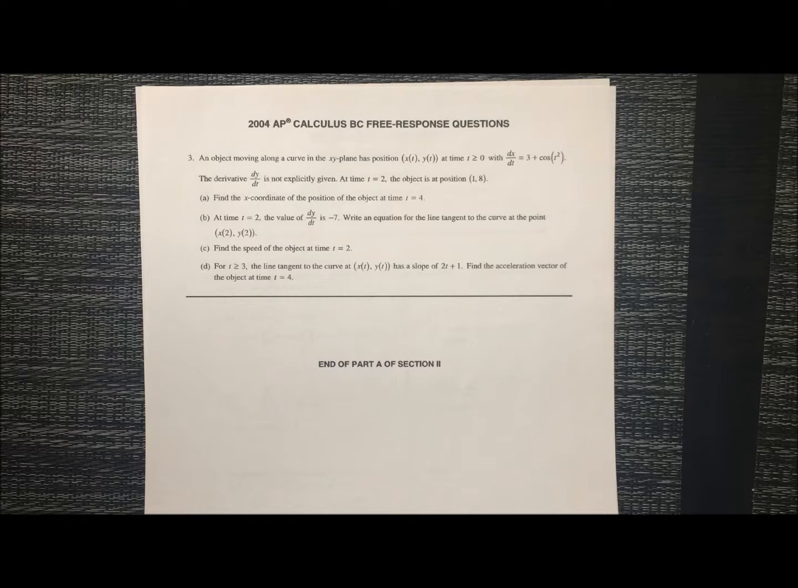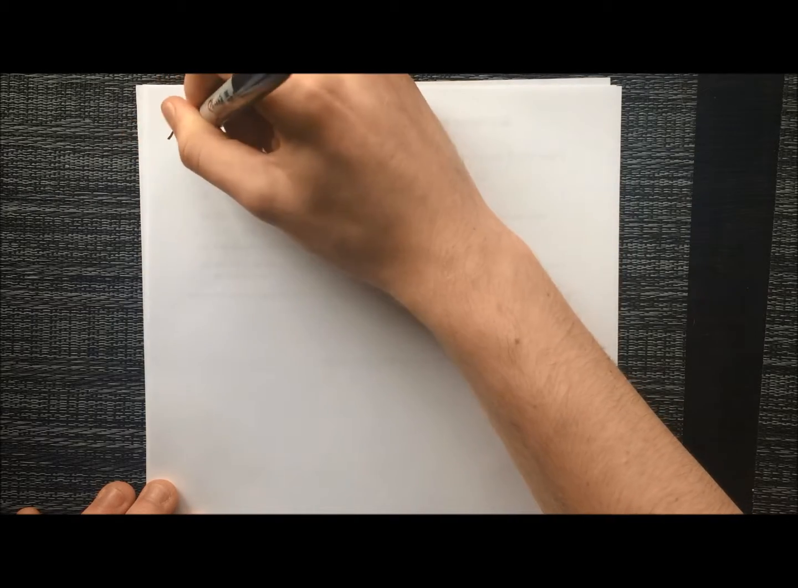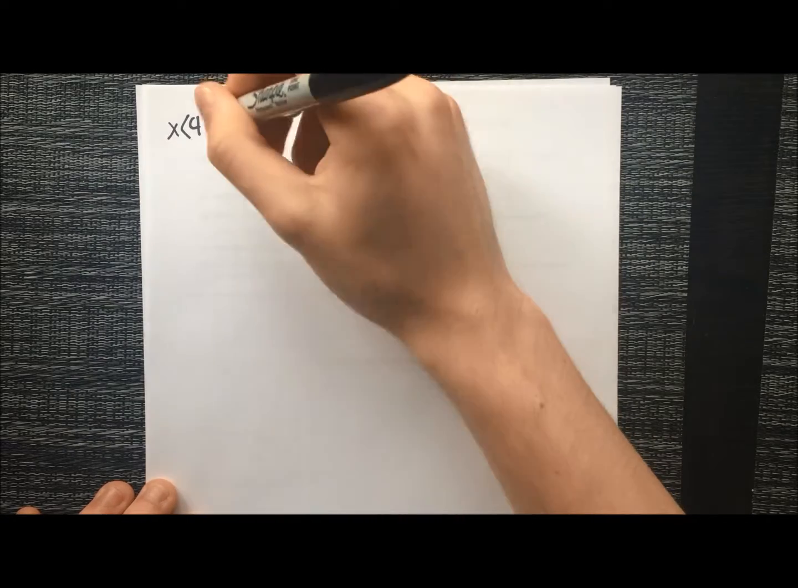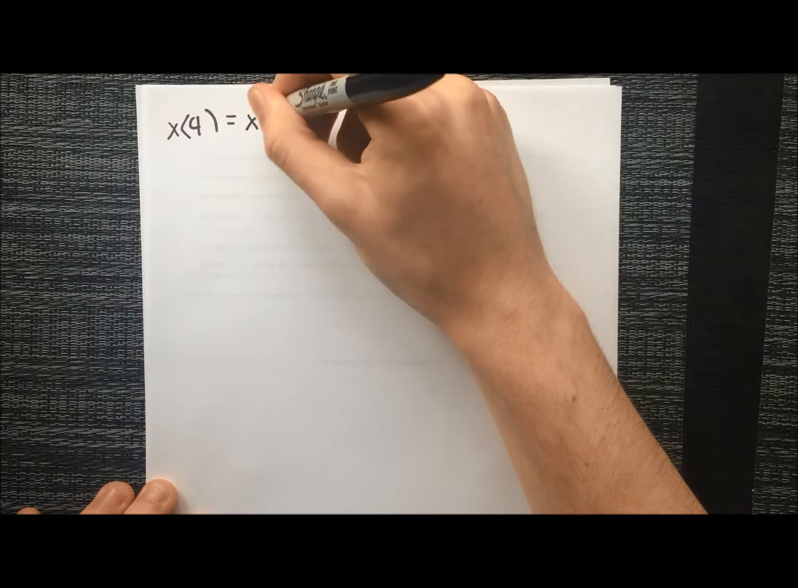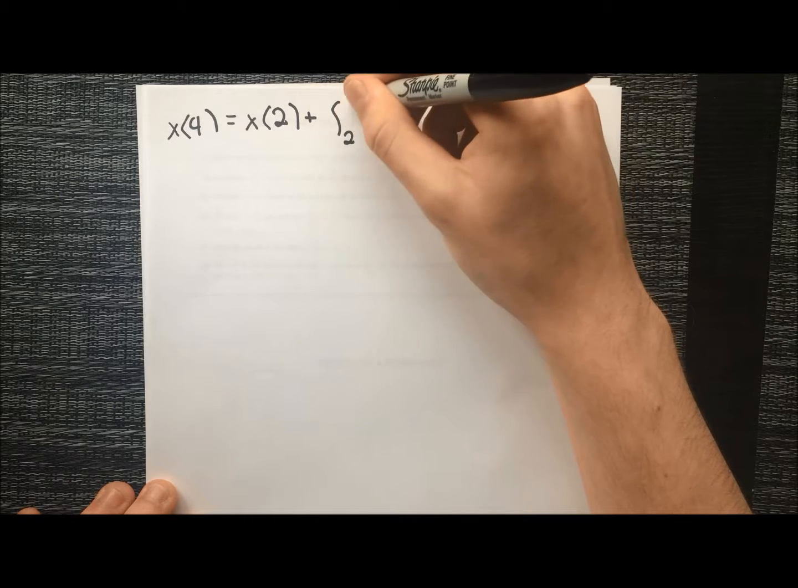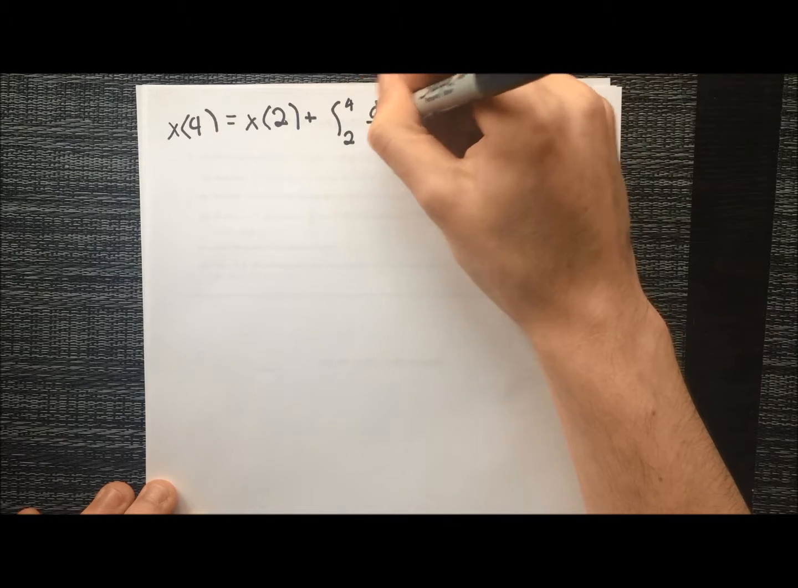Now, part A asks you to find the x-coordinate of the position of the object at time t equals 4. So the question asks for the x-coordinate, however, we do not have the position function. We do, however, have the rate of change of x, as well as the position of x at t equals 2. So, since we're solving for x at time t equals 4, we can take our x of 2 and add it to the integral from 2 to 4 of our dx over dt.